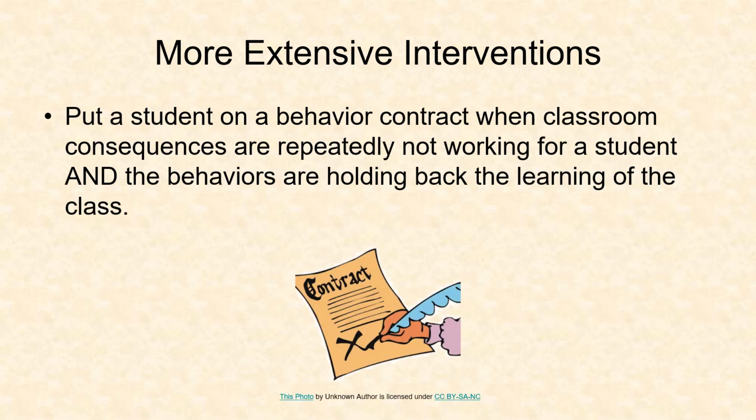To clarify, consider putting a student on a behavioral contract when classroom consequences are repeatedly not working. And further, the behavior of that student is holding back learning not only of that student, but it's disrupting teaching and learning for the entire class. Those are 2 telltale signs that a behavioral contract might be an appropriate intervention.